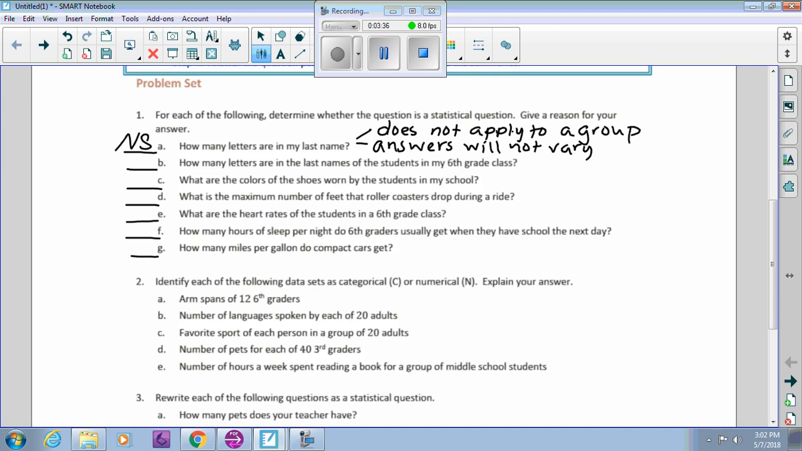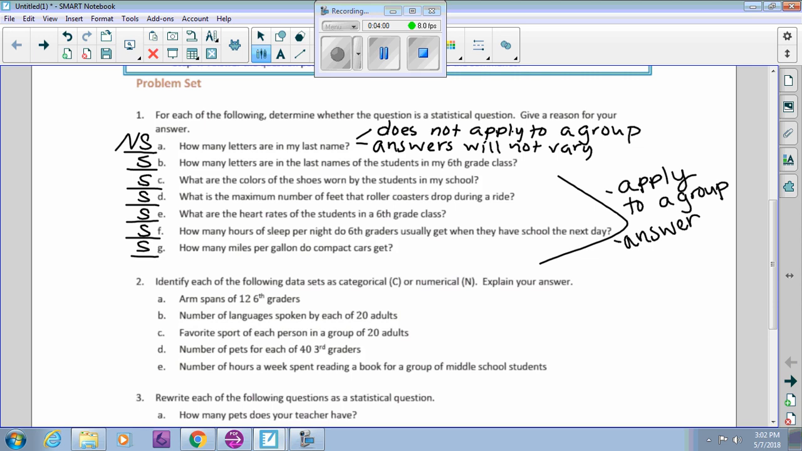And actually the rest of these are statistical. So if you look at this, all of these are statistical. We'll go through them one at a time. The reason that they all would be statistical is that they do apply to a group. And the other part of that is you get varying answers. So answers vary within that group of data.